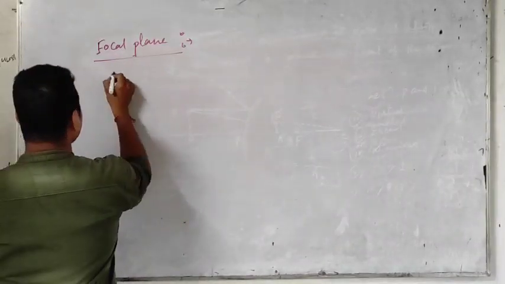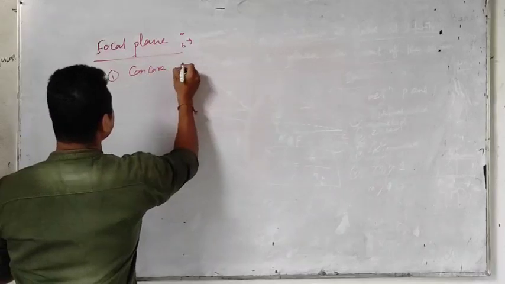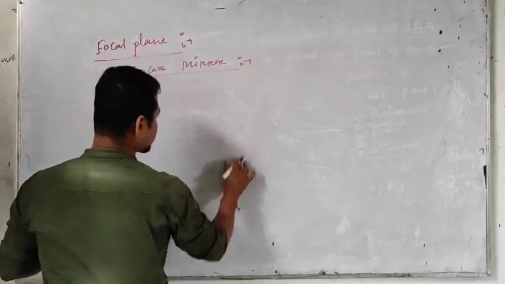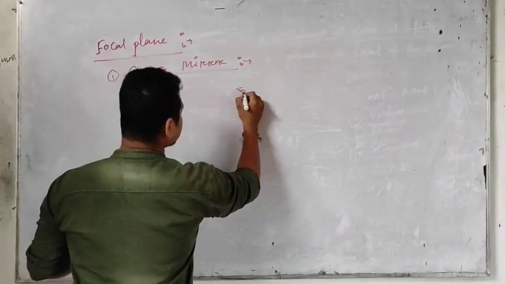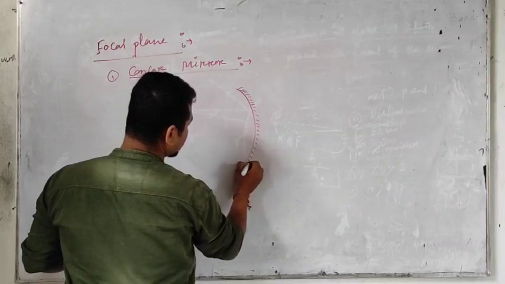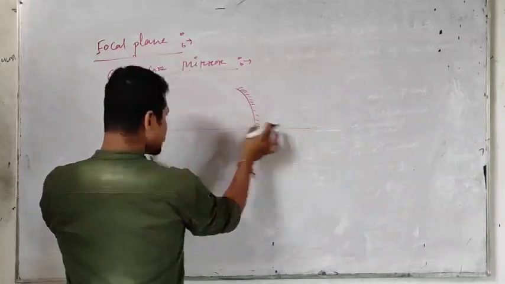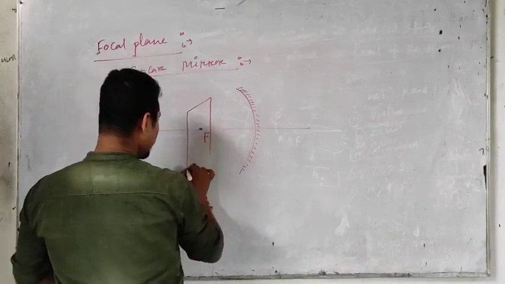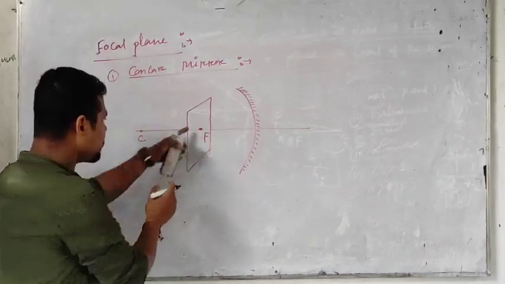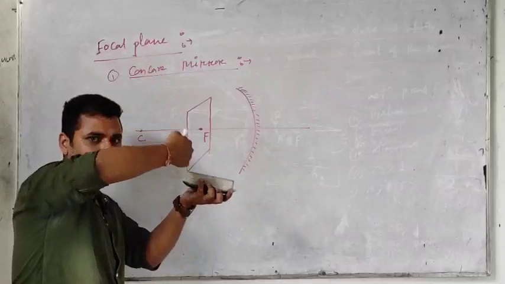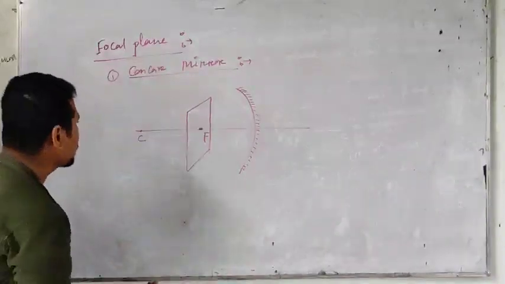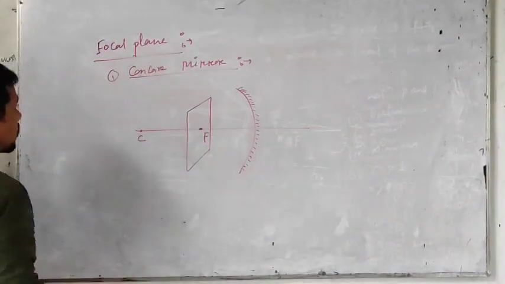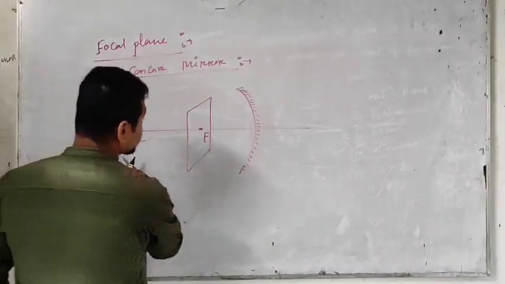Okay, that means what? For concave mirror, the plane which is perpendicular to principal axis and which is passing through the focus. Okay, that means it is a line, suppose, right? So this will be your focal plane for concave mirror. So next we check for the convex mirror.